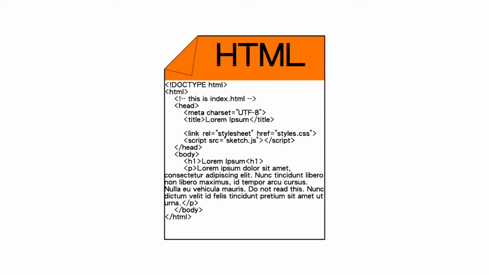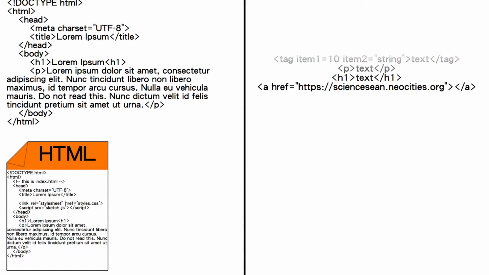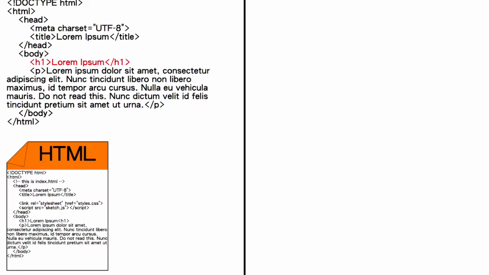Hypertext markup language is at the foundation of every web page. HTML is made up of tags. Generally, tags follow this basic format, whether it's a paragraph, heading, or link. When displaying the web page, it takes the tag, for example H1, the largest heading, and displays it. Same goes for all the tags.